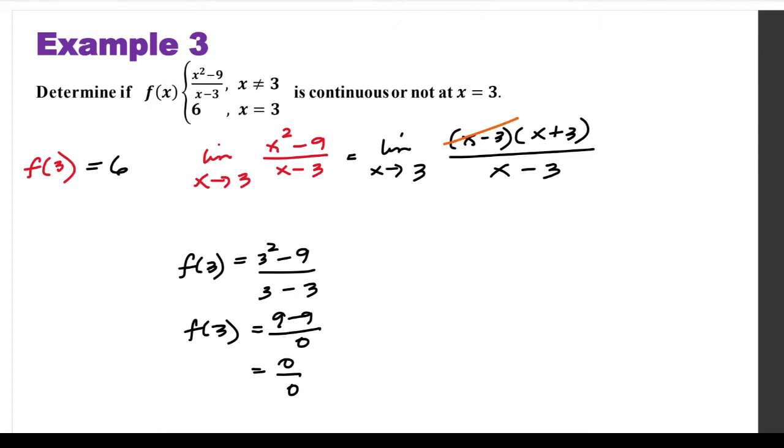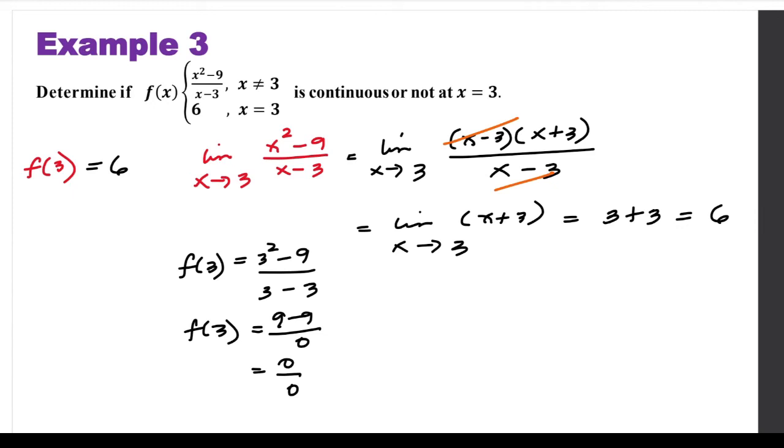So this would be cancelled. So what's left would be the limit of x plus 3 as x approaches 3. And by substitution, we would be having 3 plus 3, and therefore, the limit of this function is equal to 6.